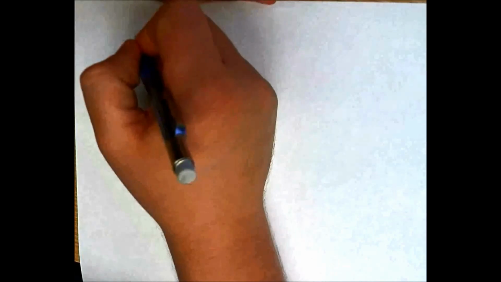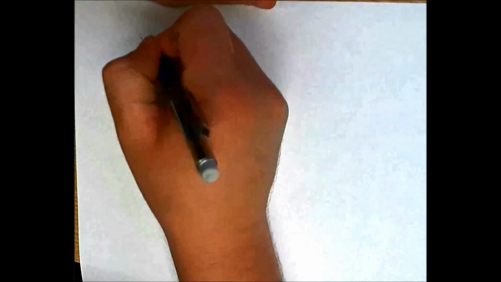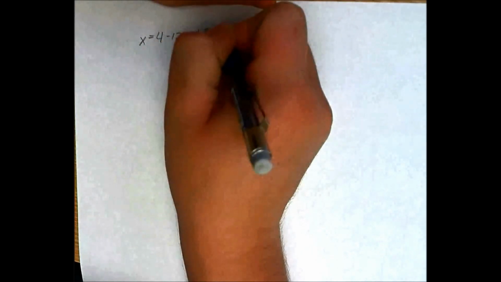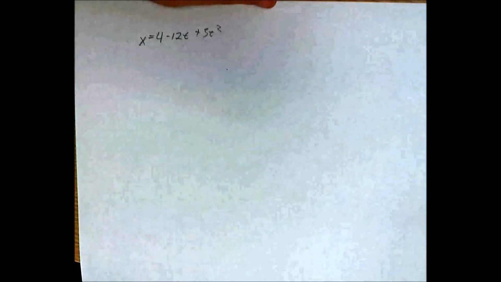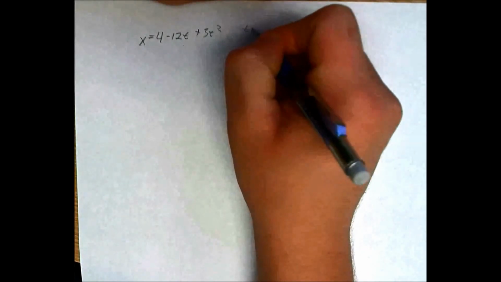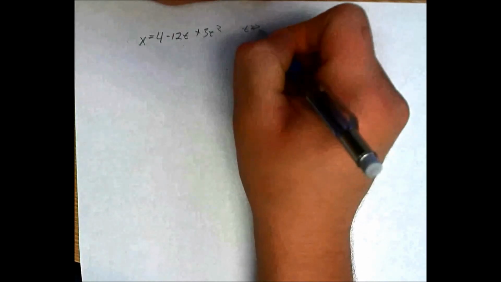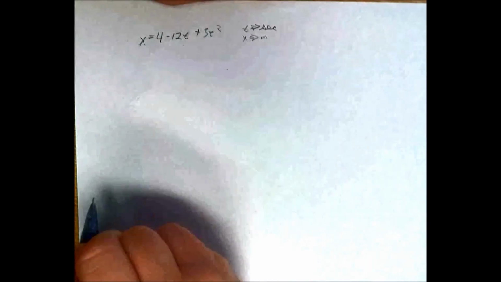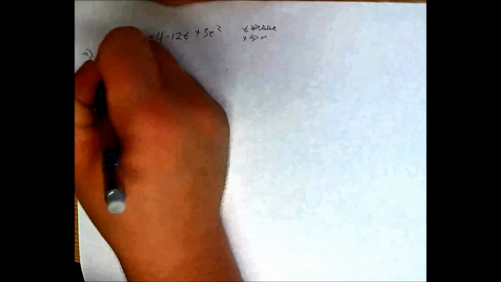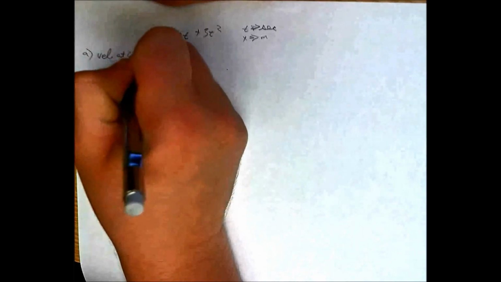If we have a particle whose position is given by x equals 4 minus 12t plus 3t squared, the first part of the problem says what is its velocity at t equals 1 second. And by the way, here t is in seconds and x in meters. Okay, so part A, what is its velocity at t equals 1 second?